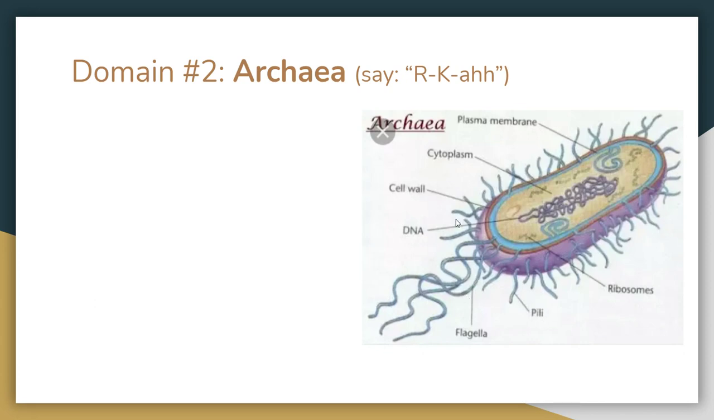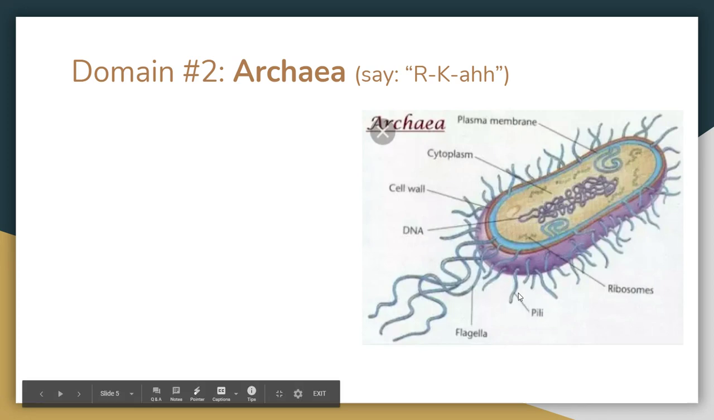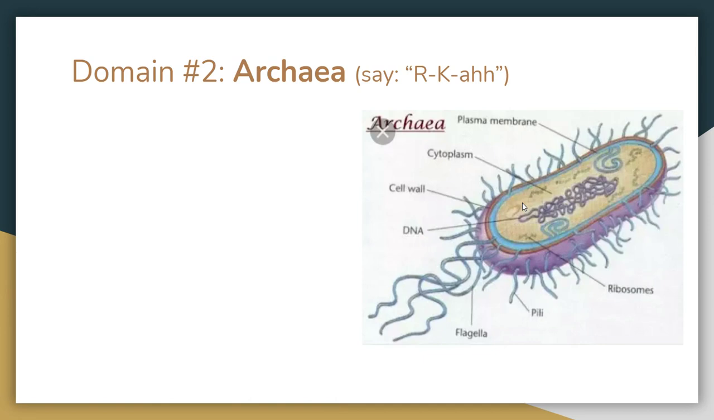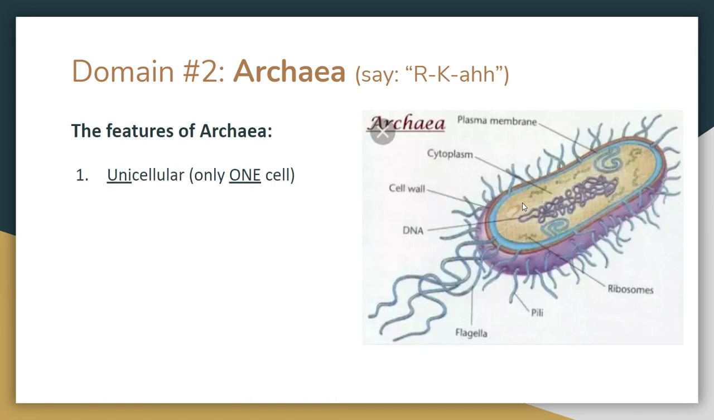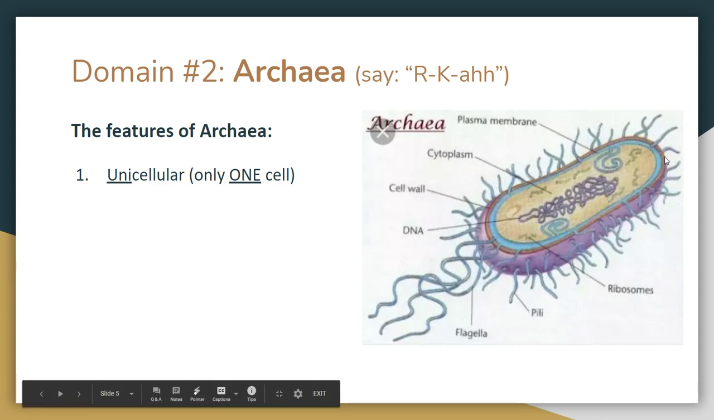Okay? So there is its DNA again. And it's got the pili and the flagella, and it's got all this stuff, but it doesn't have a cell membrane as well. Okay? So its features. Again, it's unicellular. There's only one cell. So this picture right here is showing us one organism.